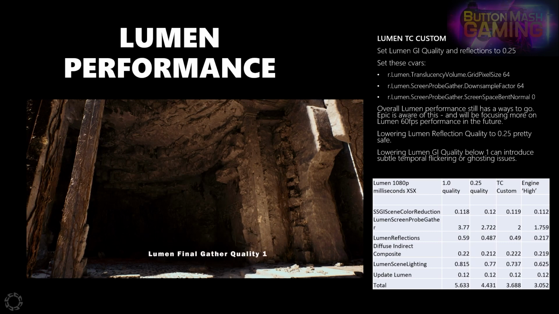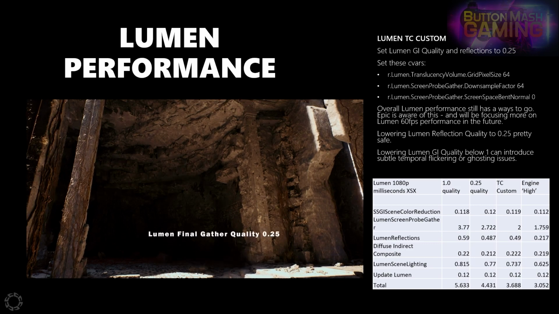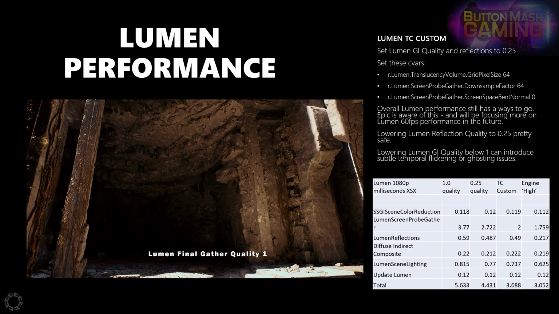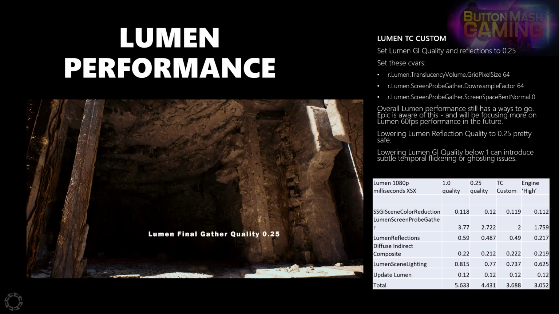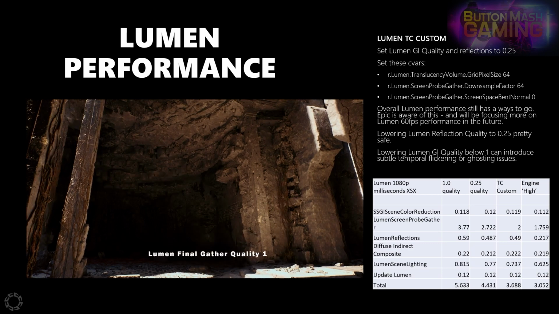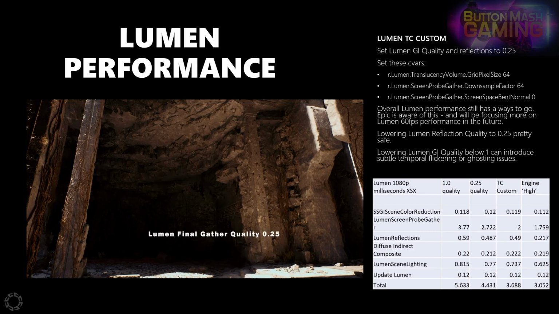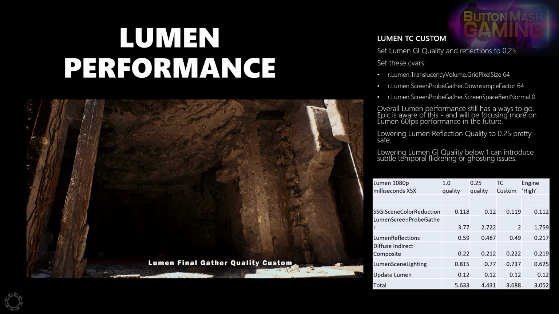We did find that lowering the Lumen GI quality below 1 can result in some temporal flickering, especially around the AO, that may not be acceptable at this time, and some ghosting issues. So I think there's a delicate console variable balance to be had there. But we need to do a bit more testing here and test some of Epic's other engine settings and see if there's something there that gives us good performance without the ghosting or the temporal flickering. Still work in progress here for sure.